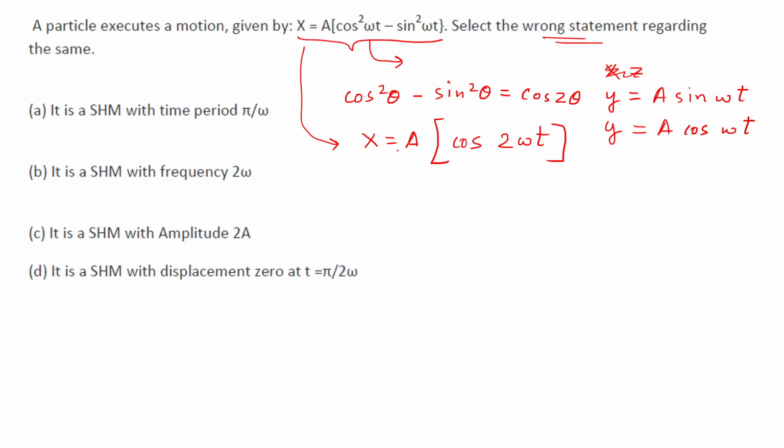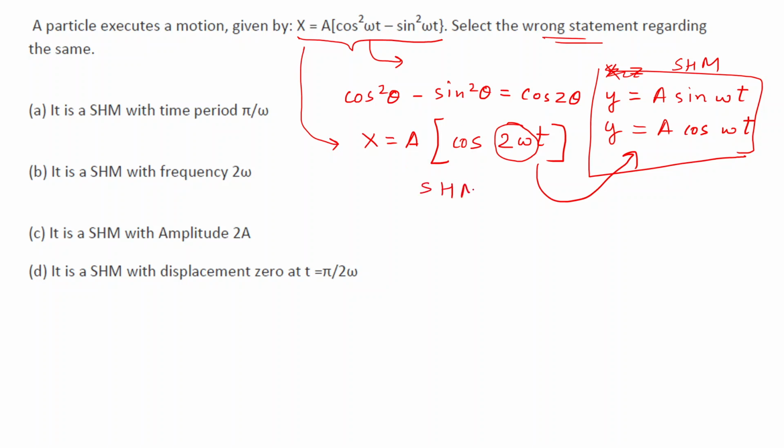Now if we compare the given equation of motion to the standard equation of motion for simple harmonic motion, we can see there is amplitude, angular frequency, and time, so it does follow the same form. So we can say that yes, this motion of the particle is executing simple harmonic motion.